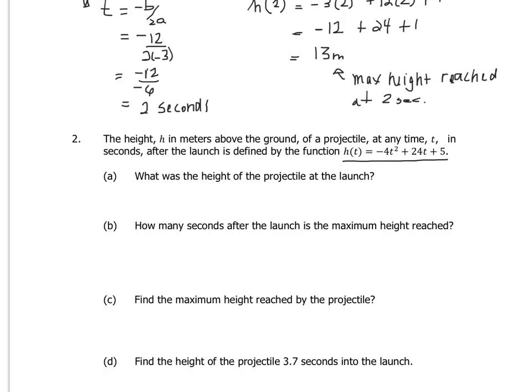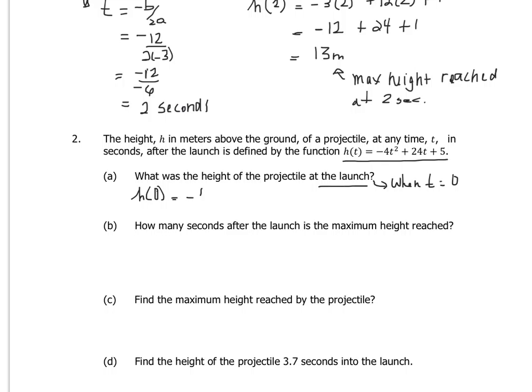So again, in this word problem, the equation for the height of the rocket or projectile, whatever it is, is given to you. So what was the height of the projectile at the launch? At the launch would mean when time is 0. So you would just be solving the equation to find the value for height when t is 0.